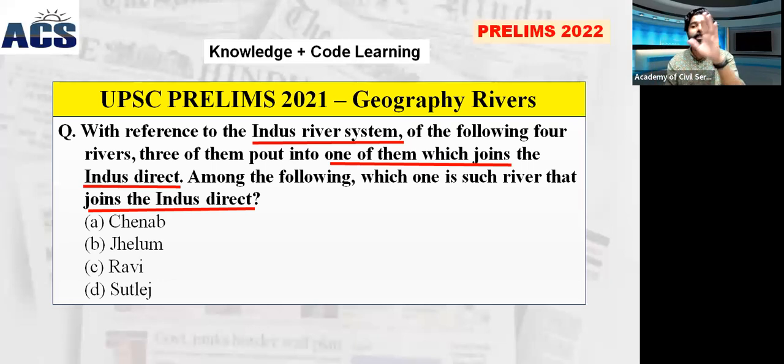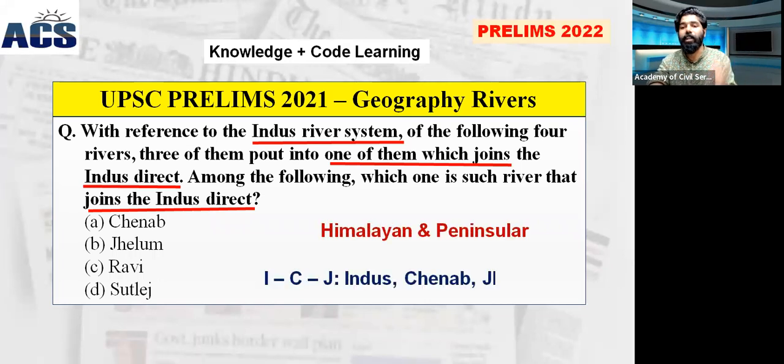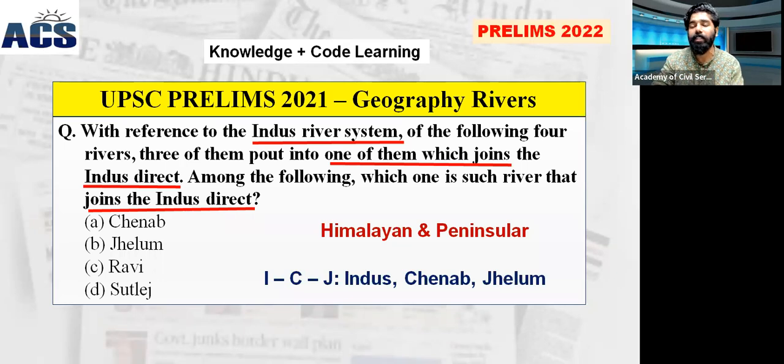So map all the rivers of the peninsular region: the origin and the location, the tributaries, the states they pass through, etc. In 2021, there was a question with regard to the Indus River. Which of the following joins directly with the Indus River? When we studied the Indus River, we made a code for its tributaries: ICJ. That is Indus, Chenab and Jhelum, some of the tributaries we coded to study the Indus River system.